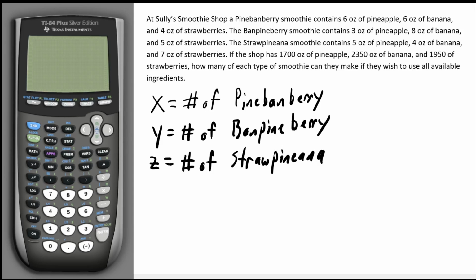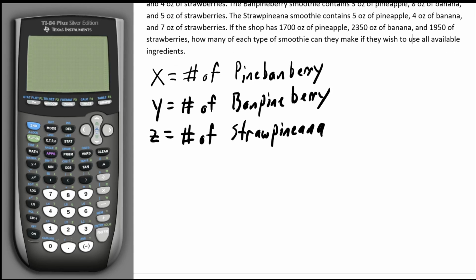So, if we look up at the problem, we see that there are 1,700 ounces of pineapple available. That looks like a total, something that's summed together to equal something. And so that's what we're going to start with. So we're going to start with the right-hand side of our equation, equals 1700, and that's ounces of pineapple. Now, because that number is in ounces of pineapple, everything on the left-hand side of that equation also needs to be in ounces of pineapple. We can't add together banana and strawberries and have it equal pineapple.